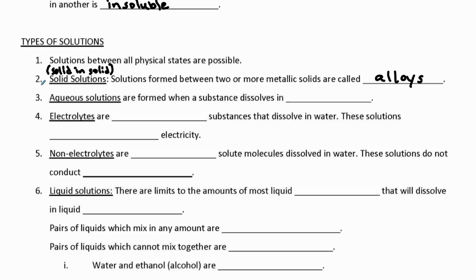An aqueous solution would be when a substance dissolves in water. Okay, now you can dissolve things in other liquids besides water. What makes something an aqueous solution is the solvent is water. Okay, so that's what sets aqueous apart from other liquid solvents. Okay, so solvent is water.